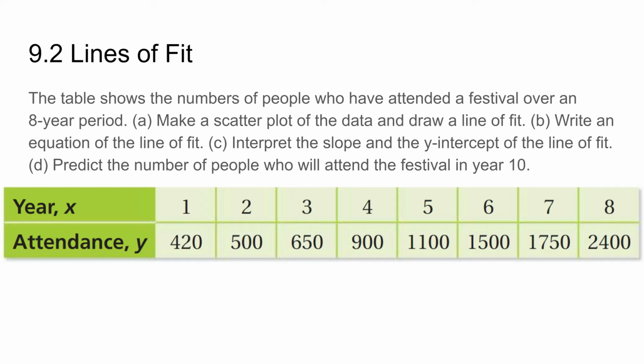So in your notes, I want you to try to do this on your own, right? First, plot the points. Once you've plotted the points, try your best to draw a line of fit. And then you're going to go ahead and write what the slope and the y-intercept of the line of fit represent. And then figure out at year 10, how many people will there be?